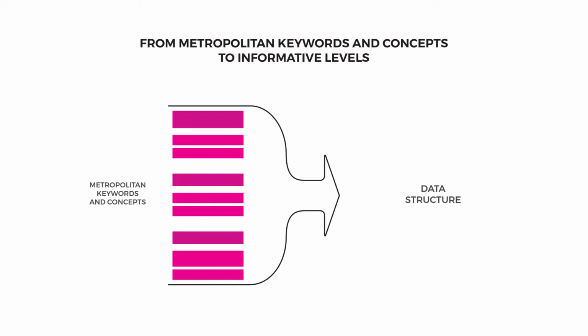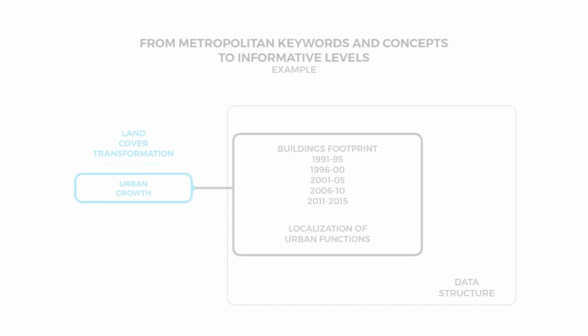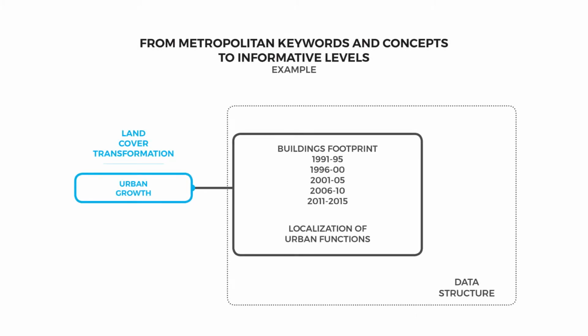A data structure is a systematic way of organizing and accessing data. For example, urban growth can be related to a dataset that represents the evolution of building footprint and location of urban functions in space and time.